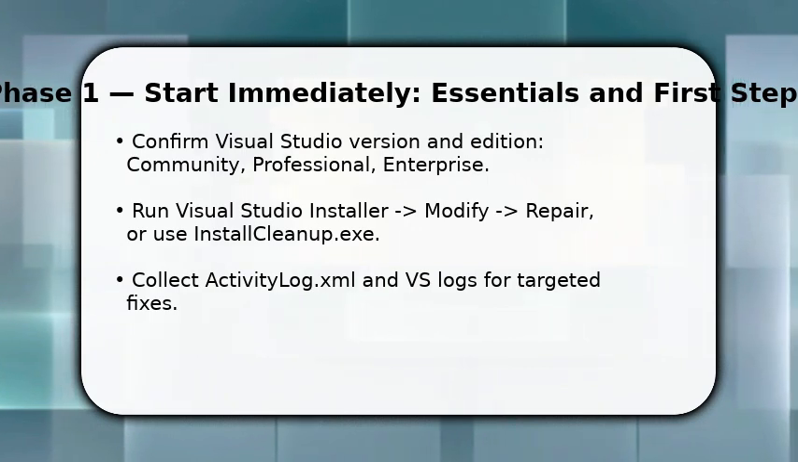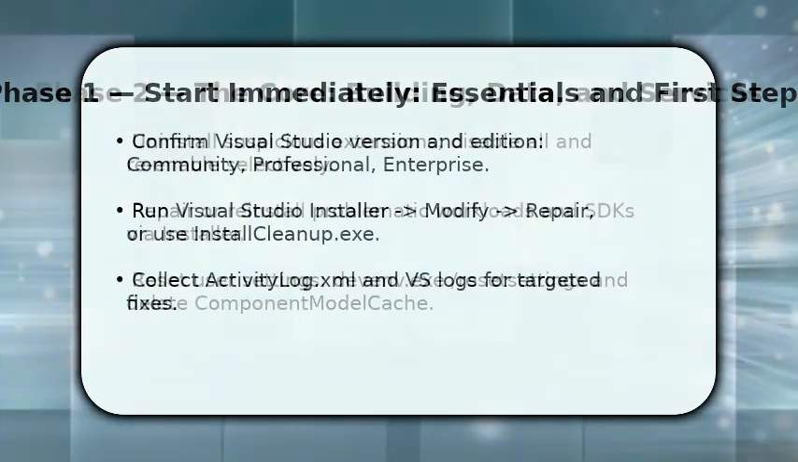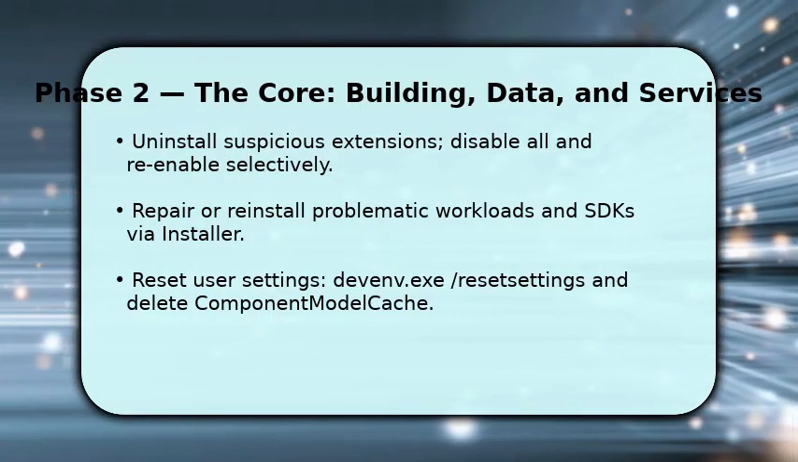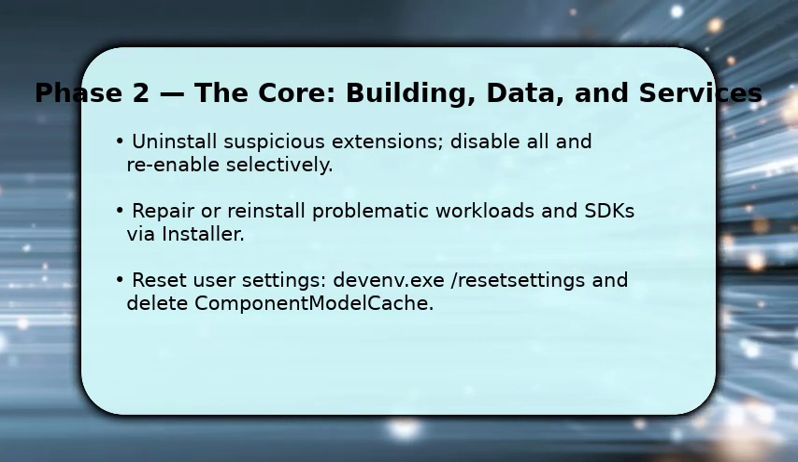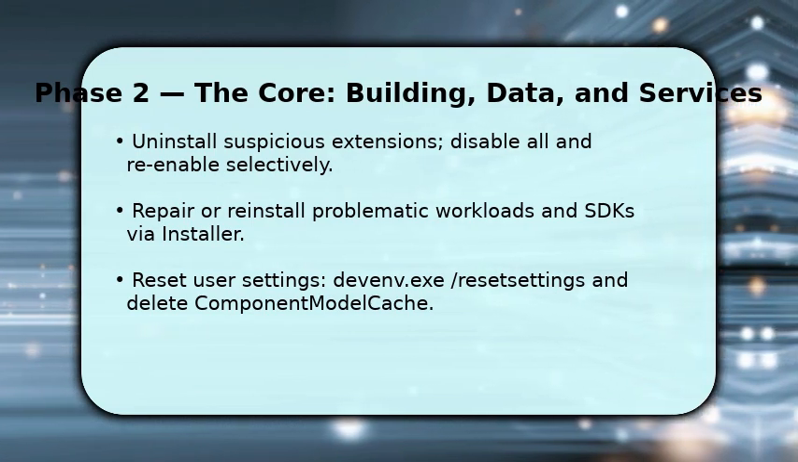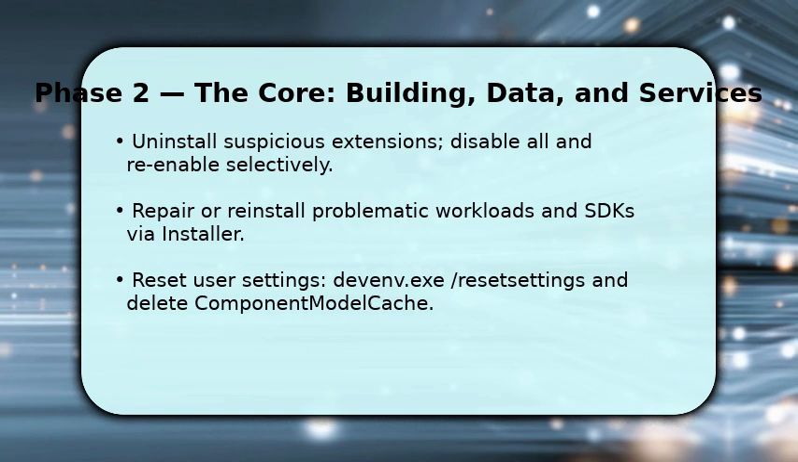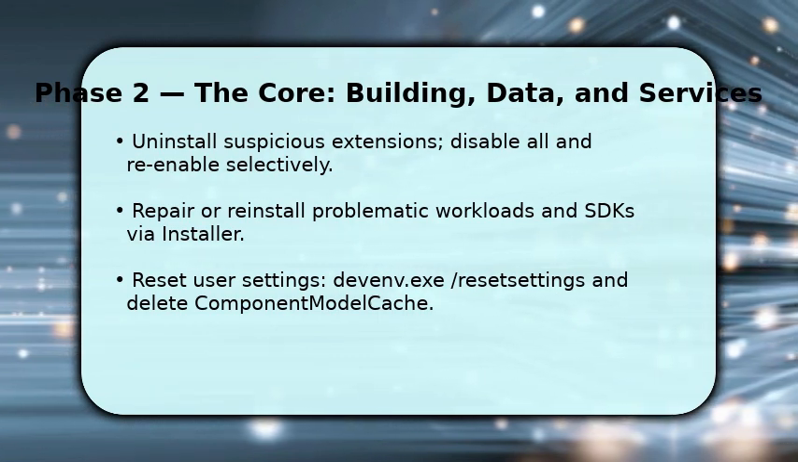Next, you tackle components and extensions that commonly cause issues. Begin by running Visual Studio in safe mode and uninstalling suspicious extensions. Then disable all extensions and re-enable them one at a time to isolate the culprit. Make sure to repair or reinstall specific workloads and SDKs from the installer if projects fail to build.